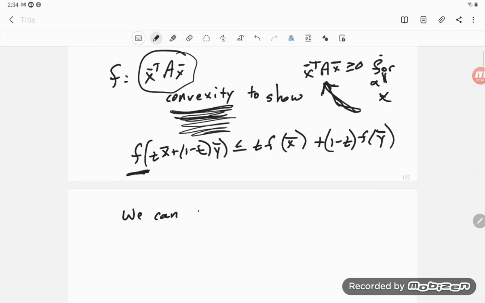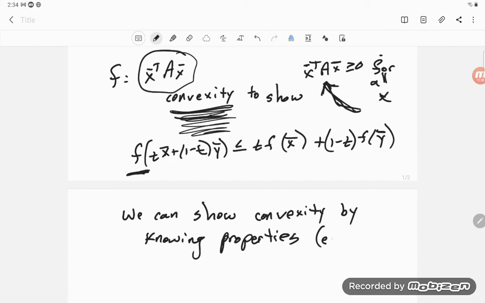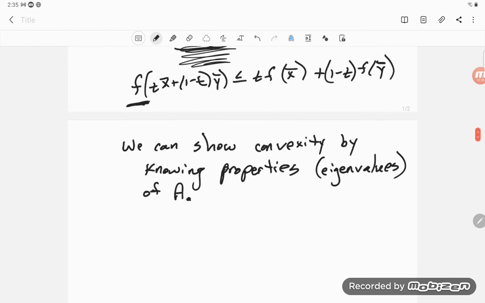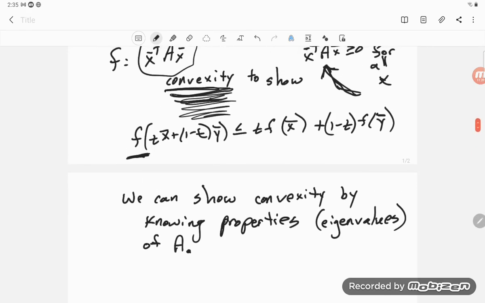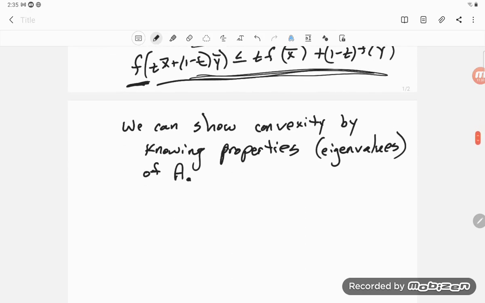But it's interesting what we've been able to show: we can show convexity by knowing properties. In particular, we were looking at the eigenvalues of A. So the statement of convexity is about properties of that multiplication, but the way we show it is through properties. In particular, we were using eigenvalues of A.